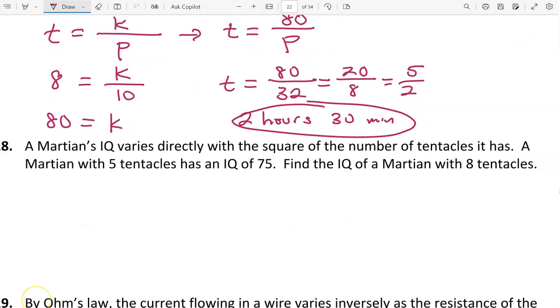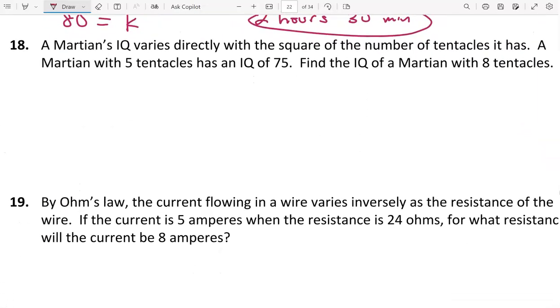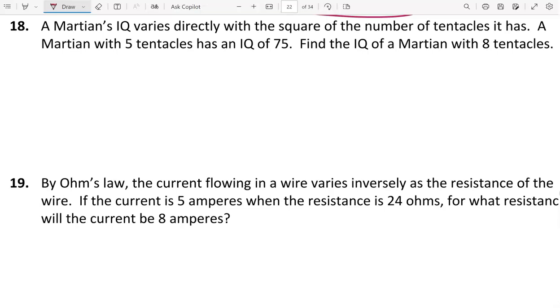In number 18, a Martian's IQ varies directly with the square of the number of tentacles that it has. A Martian with 5 tentacles has an IQ of 75. We want to find the IQ of a Martian with 8 tentacles. So let's let IQ be the letter I. So I varies directly, equals k times the square of the number of tentacles. So let's let that equal t squared, the number of tentacles squared.